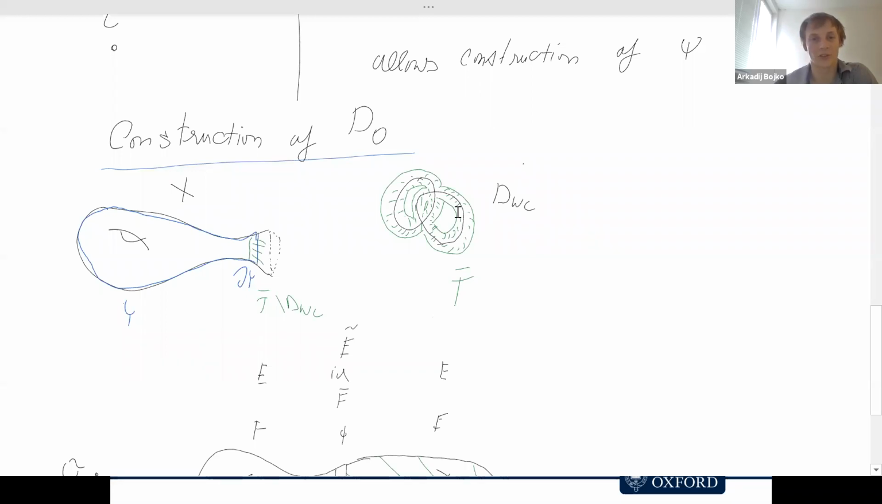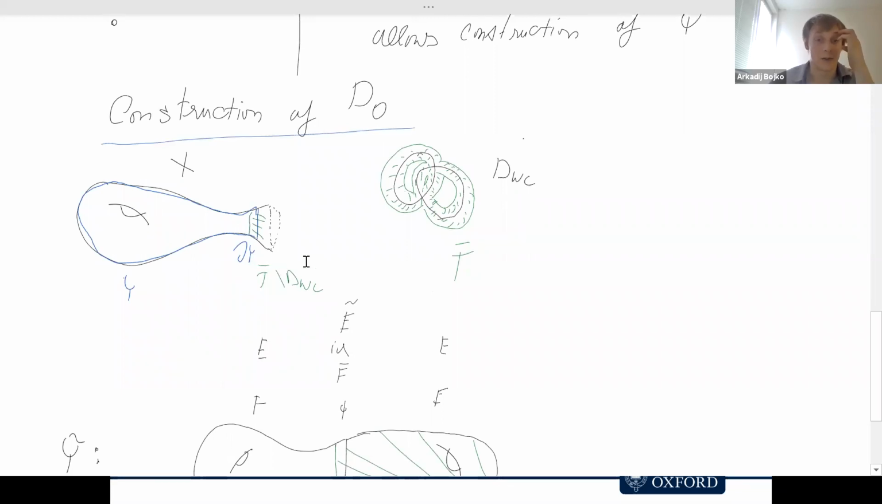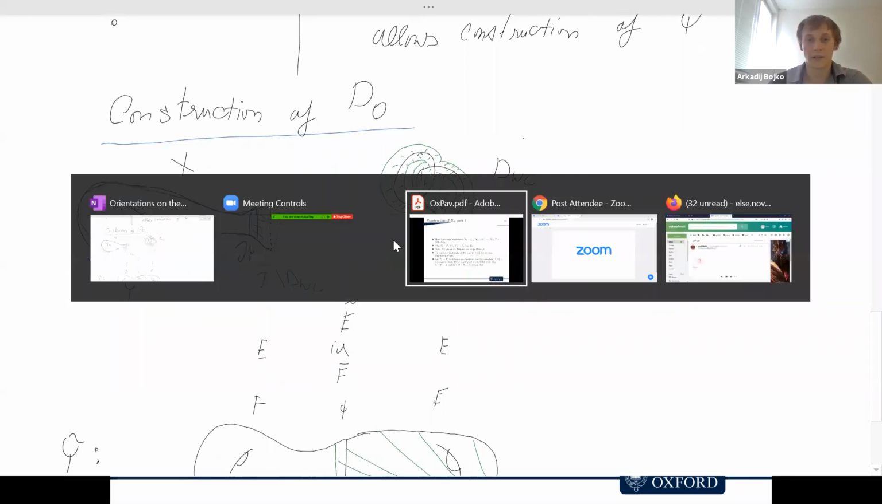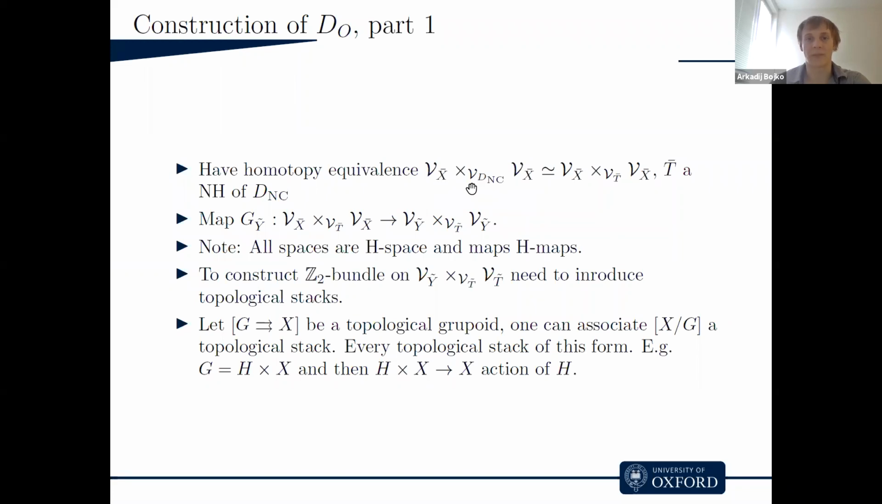One has to construct a tubular neighborhood of this normal crossing divisor to extend. If we recall, we had these vector bundles which are identified on the divisor, and we extend where they are identified to this tubular neighborhood of the normal crossing divisor. And this gives me a map from V_X bar cross V_D and C V_X bar into V_X bar, V_T bar, where T bar is this tubular neighborhood.